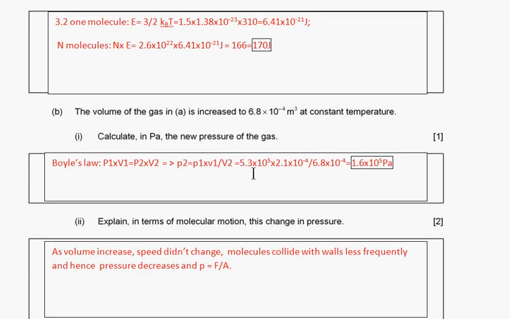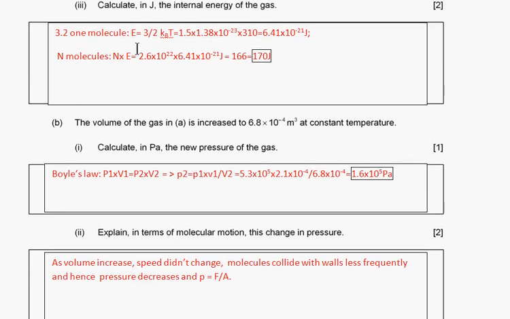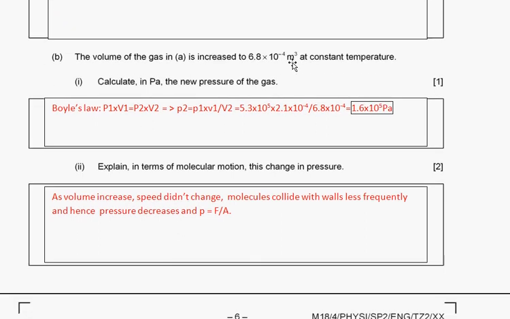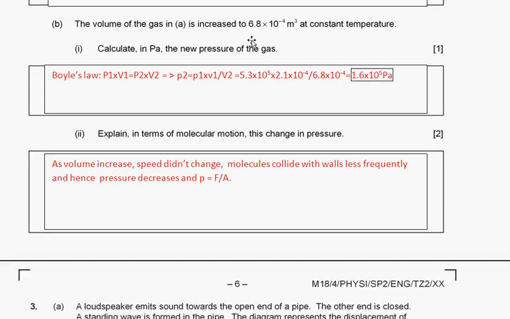Section 3.2 of formula booklet. One molecule has energy 3/2 Boltzmann constant times absolute temperature. We calculate it, and then we multiply by the number of molecules that we found before, 170 joules. The volume of a gas is increased to so much at constant pressure. Calculate in Pascal the new pressure of gas.